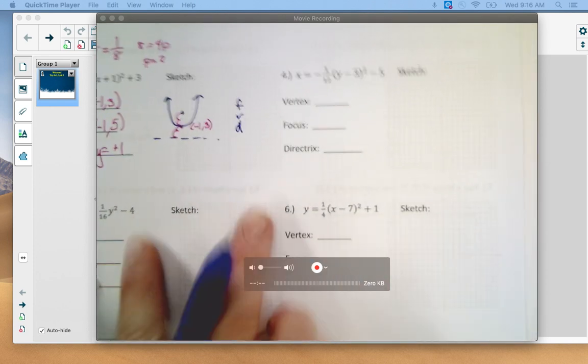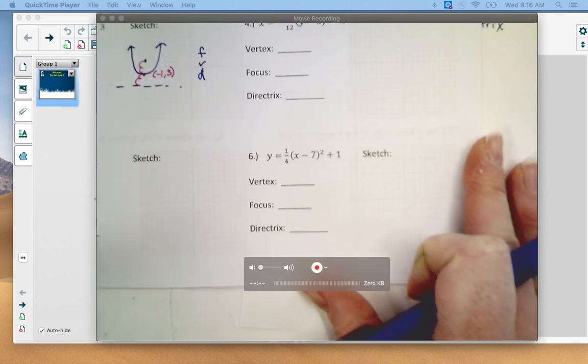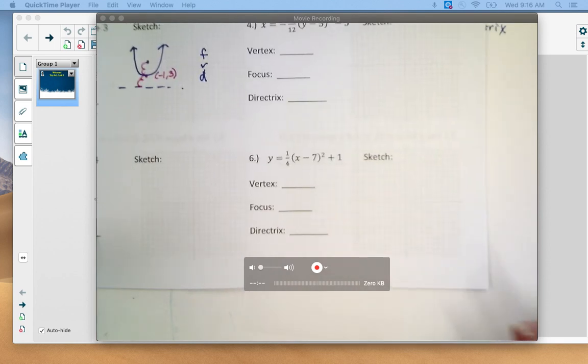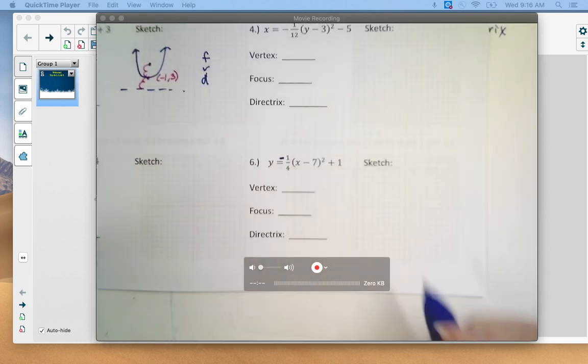6 is our happy place. I meant to flip-flop those two. All right, let's go over to 6. Is it concave up or concave down? Concave up. Can you make it concave down? Can you make it negative for me?